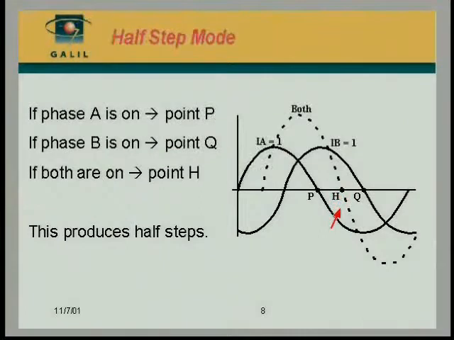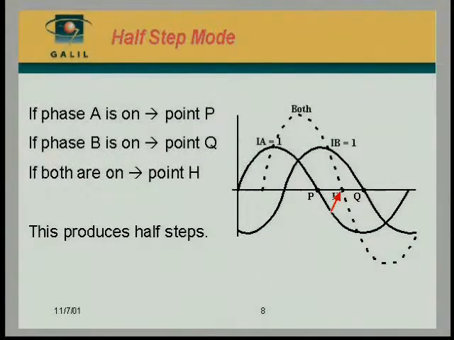Another way to look at it is think about the two phases fighting. Phase A wants to keep the motor at P. Phase B wants to keep the motor at Q. Because they have equal power and equal torque, they settle on a point halfway in between. And that results in a half-step mode.